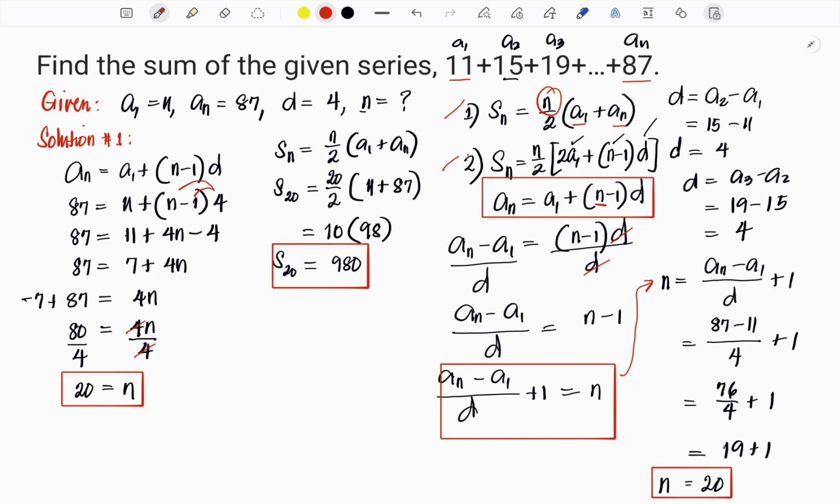Okay, so it doesn't matter if you use the arithmetic sequence formula and substitute the values outright, or this one. That depends on you, which formula you are comfortable using in solving problems like this.